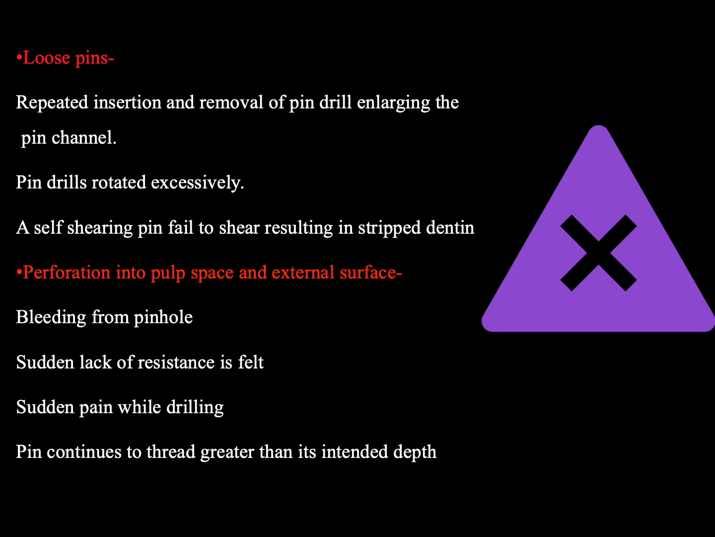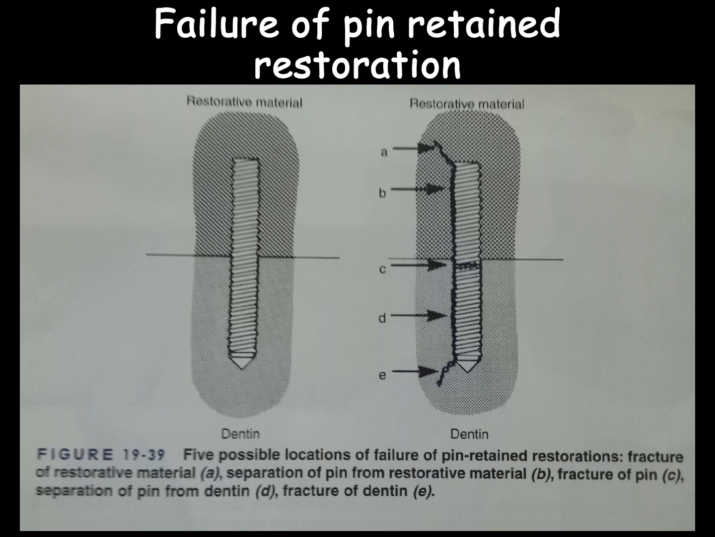So the failure of a pin-retained restoration is possible in 5 ways. First, a fracture within the restorative material. Second, separation of the pin from the restorative material. Third, fracture of the pin itself. Fourth, separation of the pin from the dentine. Or last, the fifth, fracture of the dentine itself.